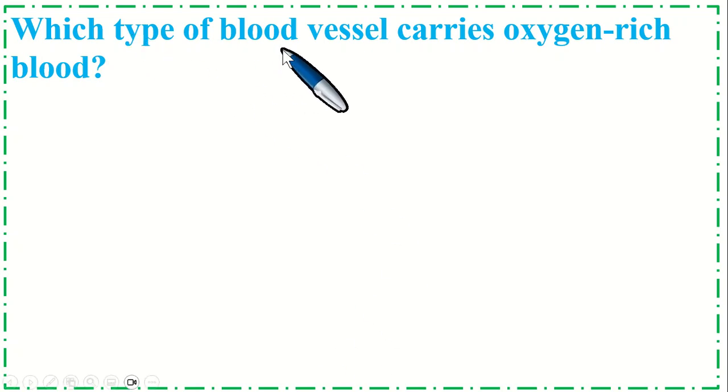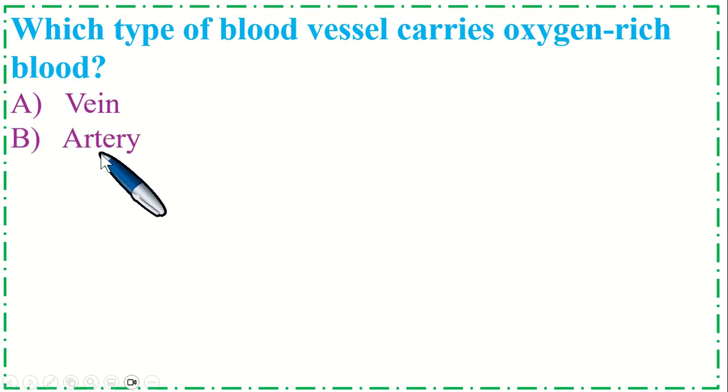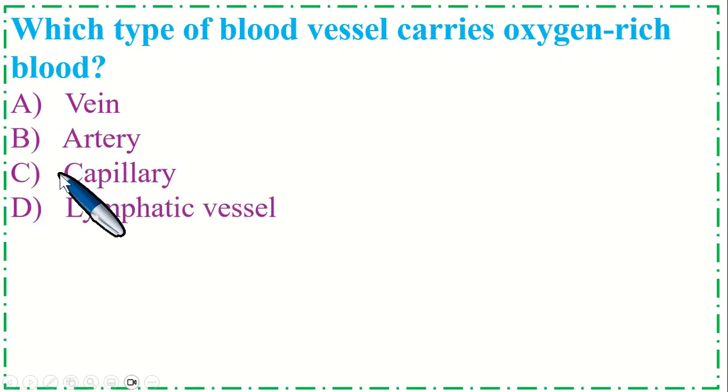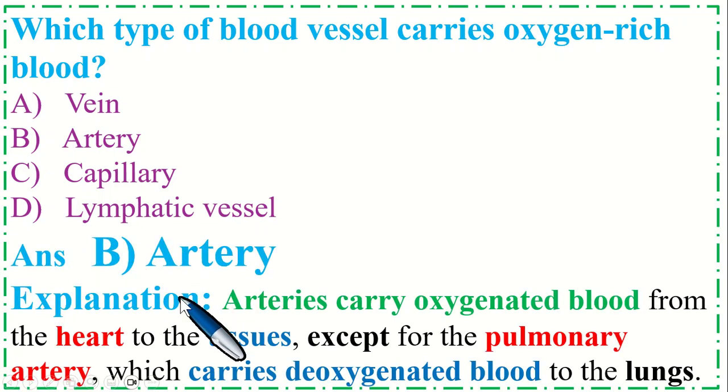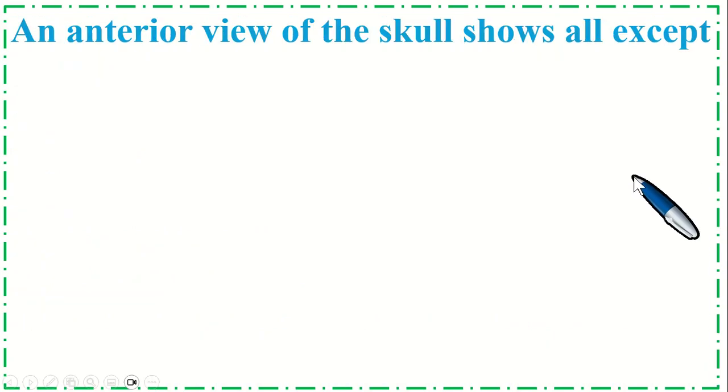Which type of blood vessel carries oxygen-rich blood? Option A vein, B artery, C capillary, and option D lymphatic vessel. So the correct option is B artery. Arteries carry oxygenated blood from the heart to the tissues, except for the pulmonary artery, which carries deoxygenated blood to the lungs. So this is a very important MCQ.